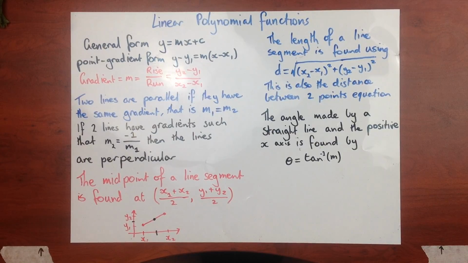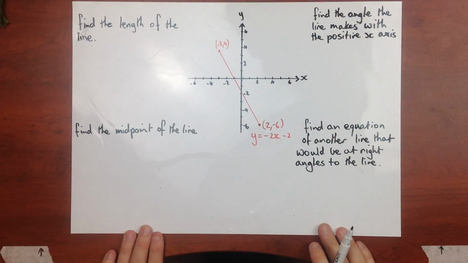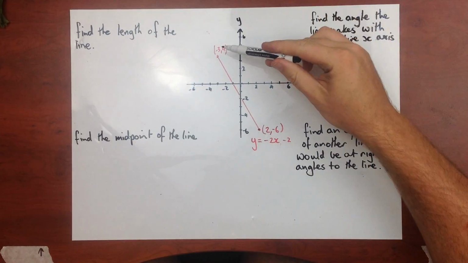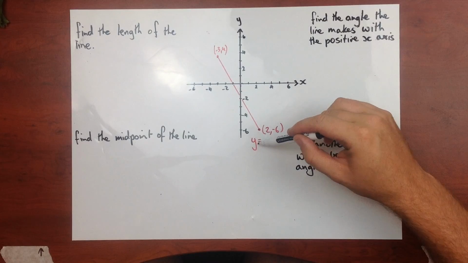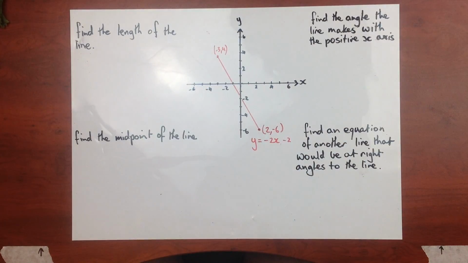Okay, so we're going to have a bit of a look at an example. I've got a straight line here. We can see the endpoints are at (-3, 4) and (2, -6), and our equation is y equals -2x take 2. We've got a few things that we need to do.